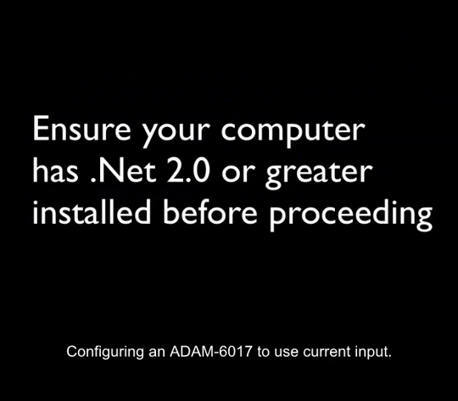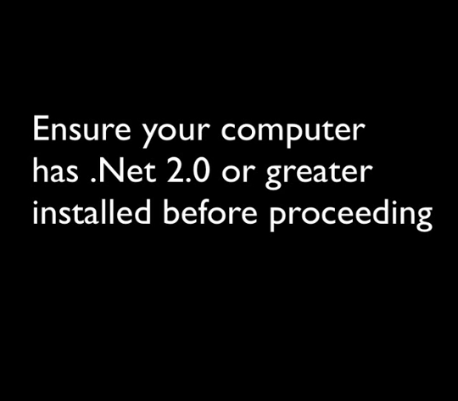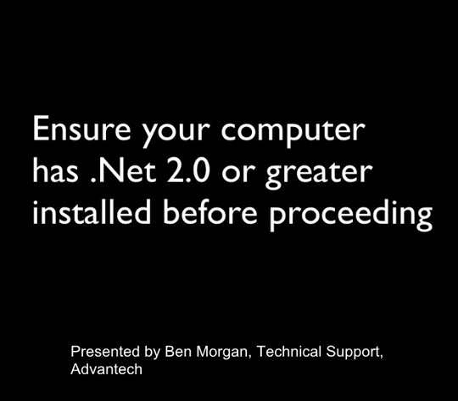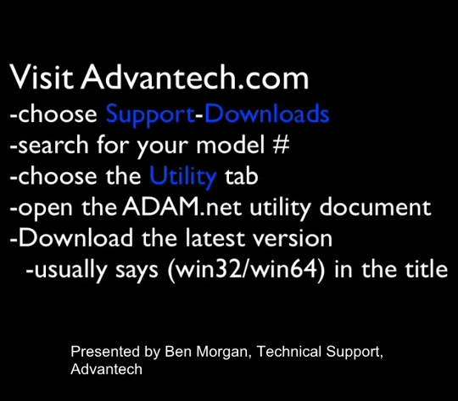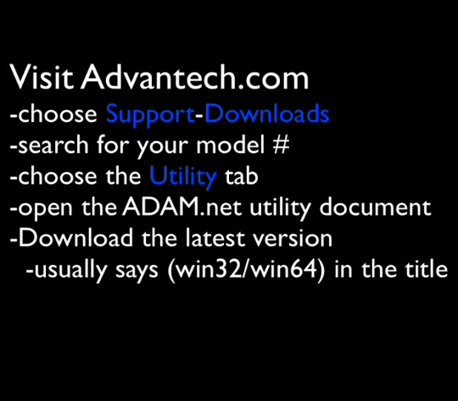This video will show the hardware and software changes that configure the ADAM-6017 module to read current, 4 to 20 milliamp, on the first analog input channel. Ensure your computer has .NET 2.0 installed before proceeding. Follow these instructions to obtain the latest configuration and diagnostics utility.